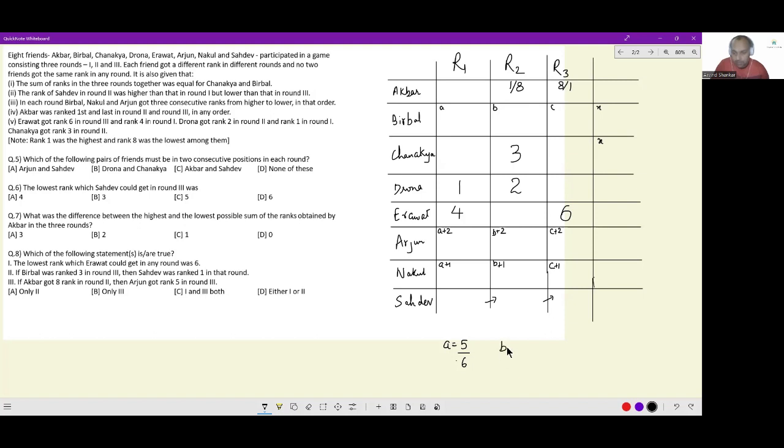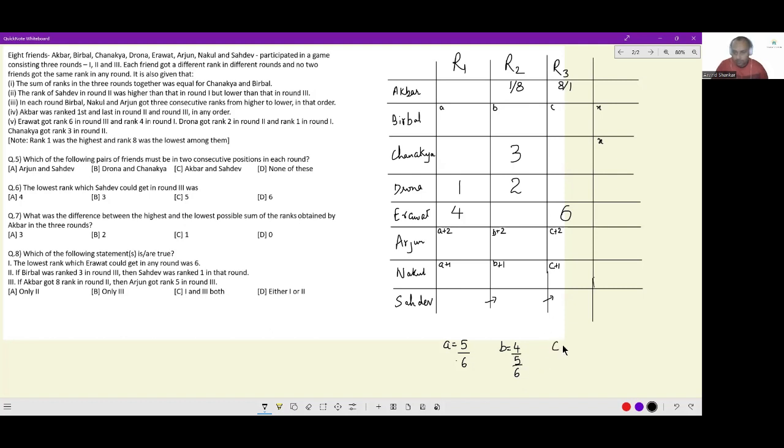Let's look at possible values of B. B cannot be 1, because 1, 2, 3 would imply Nakul and Arjun have 2 and 3 ranks which are already taken up by Drona and Chanakya. So that is not possible. 2, 3, 4 is not possible. 3, 4, 5 is not possible. 4, 5, 6 possible. And 5, 6, 7 possible. And 6, 7, 8 possible. So B can be anything among 4, 5 or 6.